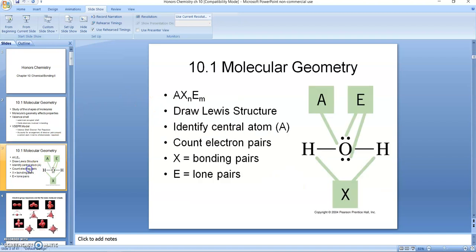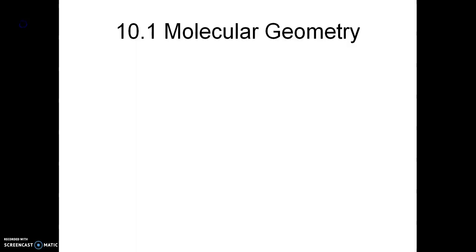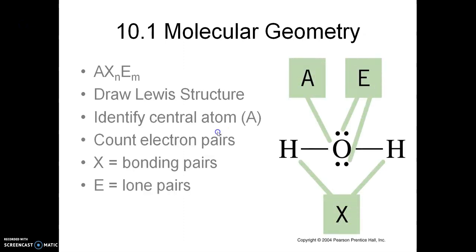But I wanted to show you this, the way we figure out the numbers of pairs and all that stuff. We use what we call AXE notation. A is the central atom. In my water molecule here, that means it's oxygen.